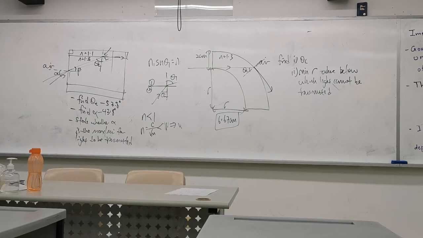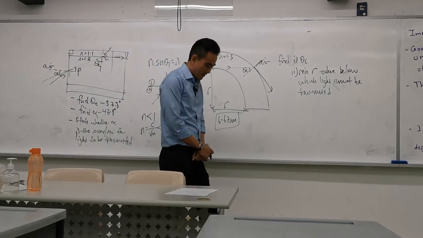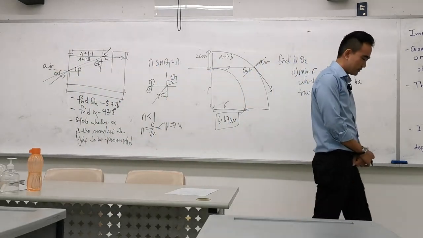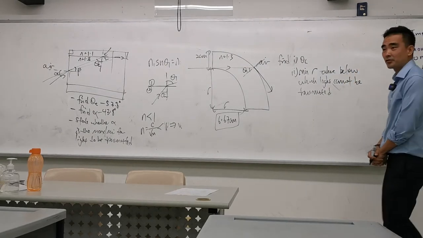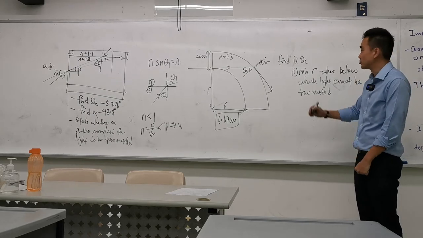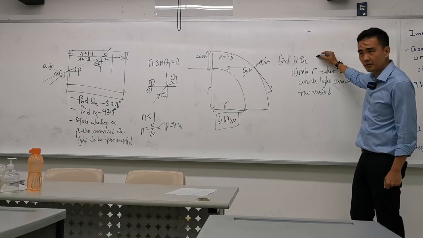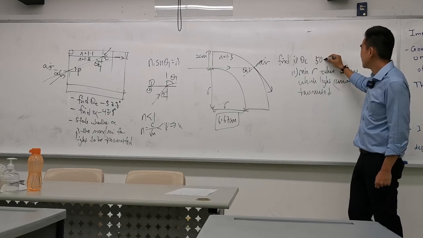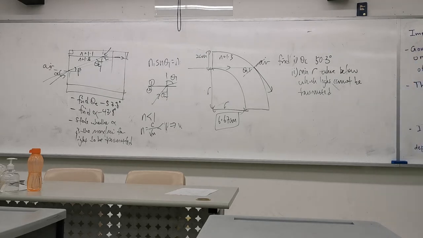Sine 90 is 1. I thought we went through that. Sine 90 is 1. Anyone want to tell me what's the critical angle? That's the easier part of the question. Sine inverse 1 divided by 1.3. That's 50.3. Okay, good. Well done.